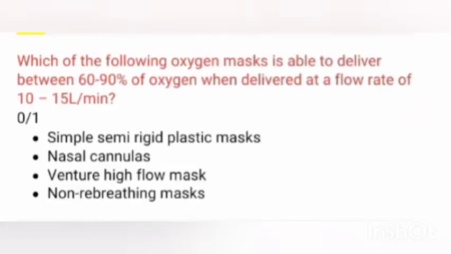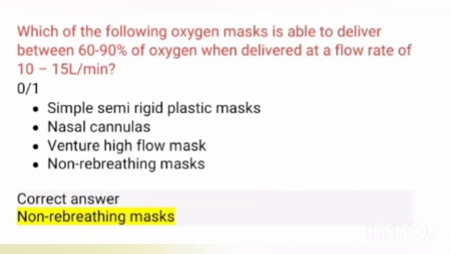Next question, which of the following oxygen masks is available to deliver between 60 to 90% of oxygen when delivered at a flow rate of 10 to 15 liters per minute? Option A, simple semi-rigid plastic mask. Option B, nasal cannulas. Option C, Venturi high flow mask. Option D, non-rebreathing mask. The correct answer is, as you can see, option D, non-rebreathing mask.